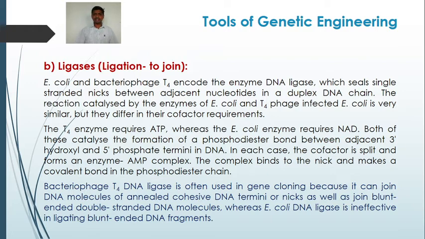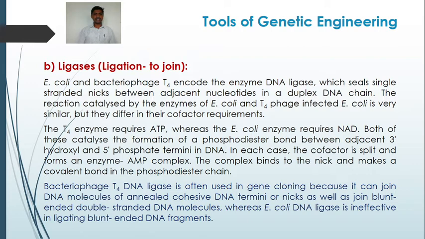In this case, the cofactor is split or broken and forms an enzyme-AMP complex. This enzyme-AMP complex binds to the nick and makes a covalent bond in the phosphodiester chain. This covalent bond formation takes place between the 3' hydroxyl group of one nucleotide and the 5' phosphate group of the adjacent nucleotide. In this way, the 3'-5' phosphodiester bond forms in the DNA strand, catalyzed by the enzyme DNA ligase.